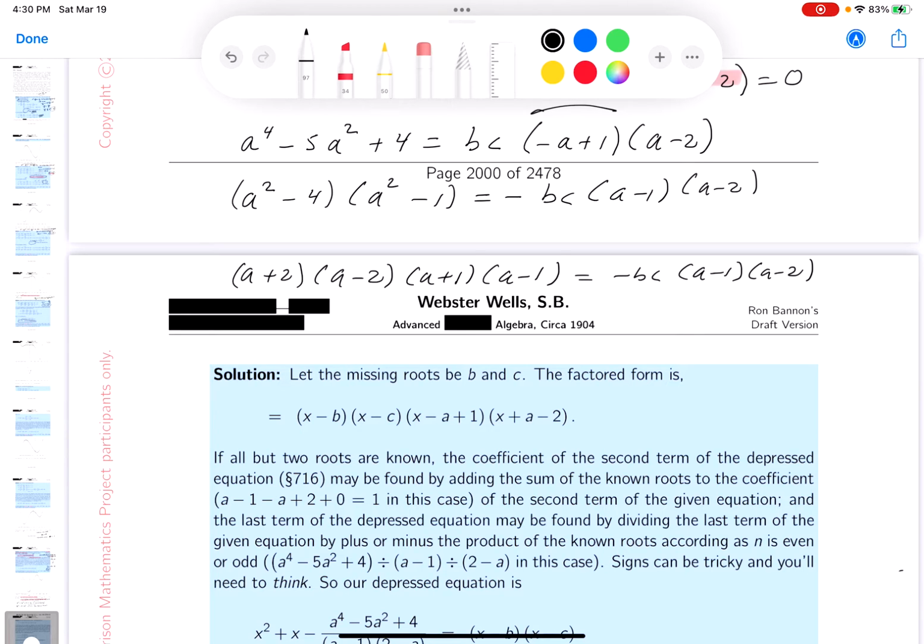Well, you know what? Provided a is not 1, I can cancel them. Provided a is not 2, I can cancel this. And you're left with a plus 2 times a plus 1 equals minus bc. All right? So, you know, someone's going to say that's a dead end. It's going to go nowhere.